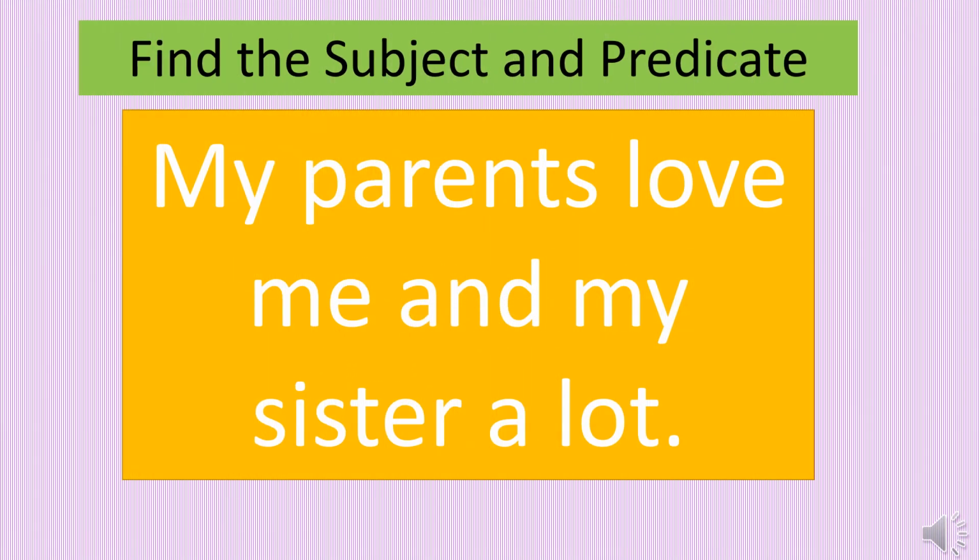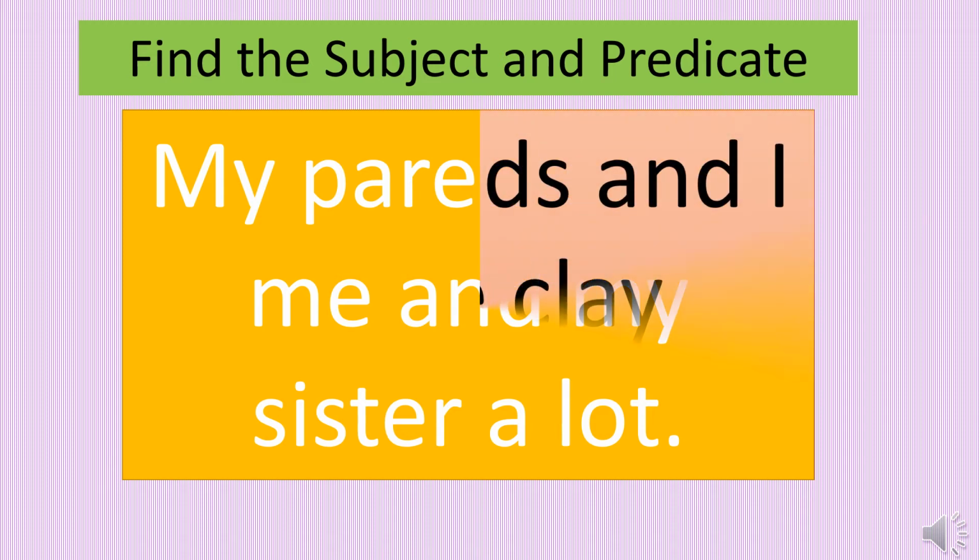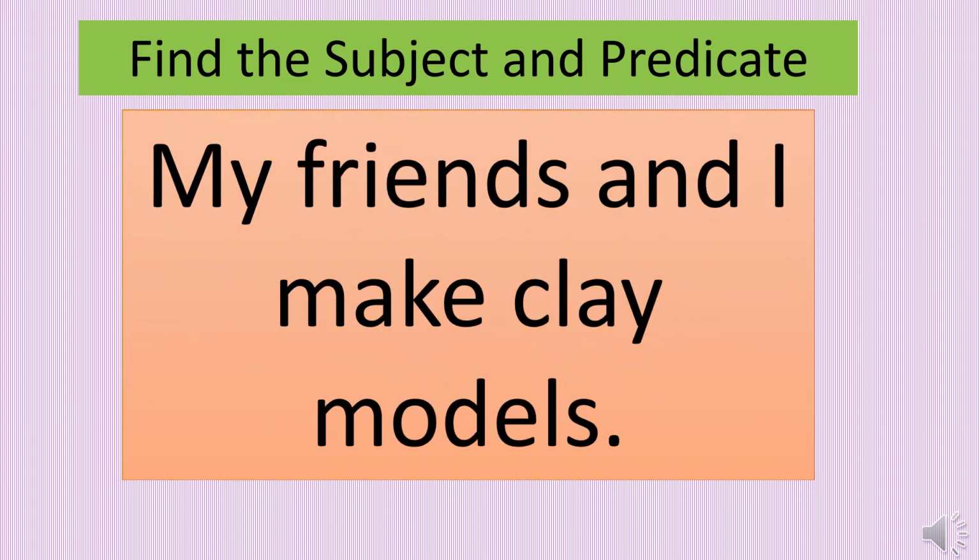Let us find the subject and predicate. My parents love me and my sister a lot. In this sentence, my parents is the subject. Love me and my sister a lot will be the predicate. Here the focus is on the words my parents. Let us see another example. My friends and I make clay models. So here my friends and I is the subject. Make clay models will be the predicate.